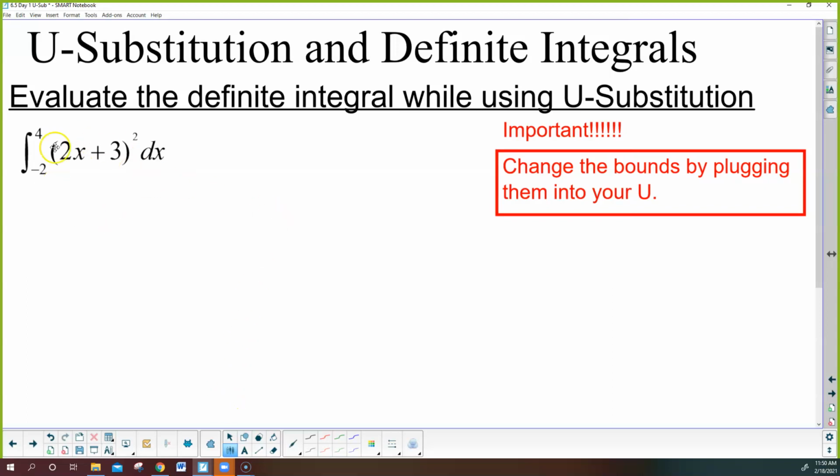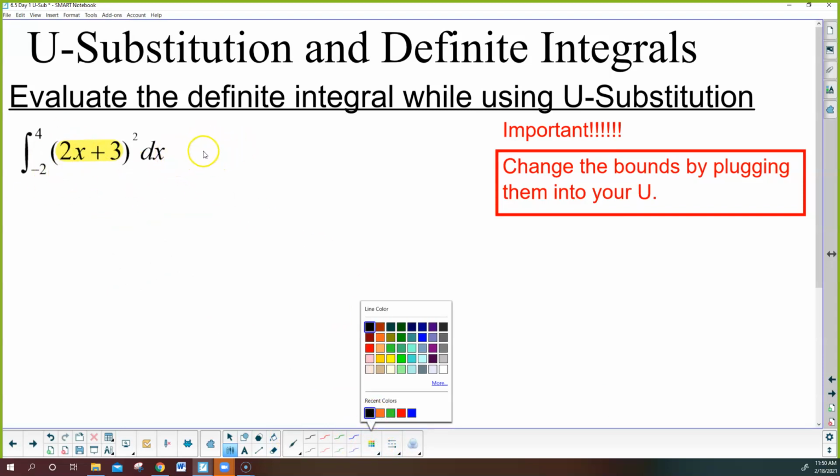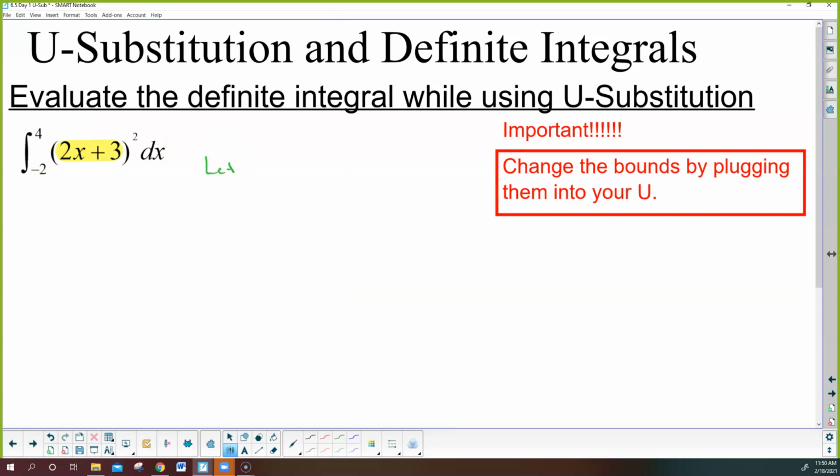Okay. Now, you'll notice we still have a function 2x plus 3 being squared. So I do have that inside function, and that's going to be my u. Because right now I couldn't do this without U-substitution. So we're going to let u equal 2x plus 3.